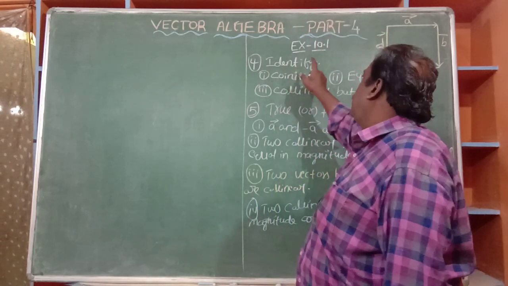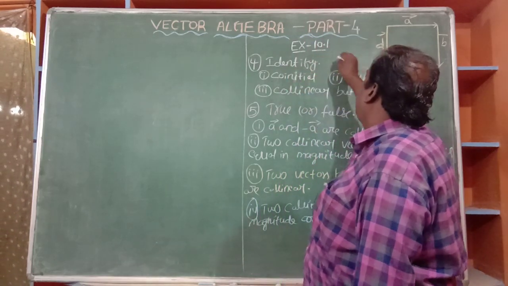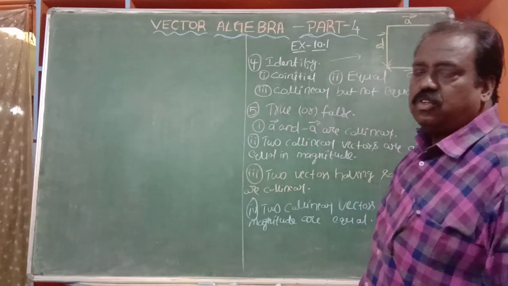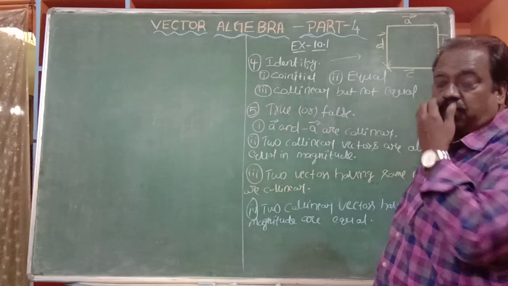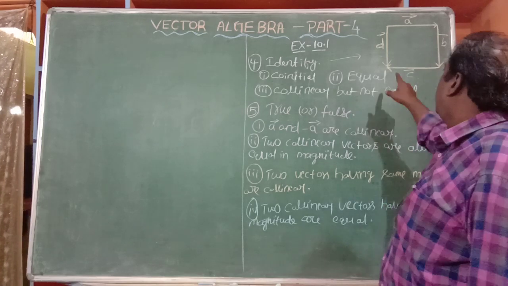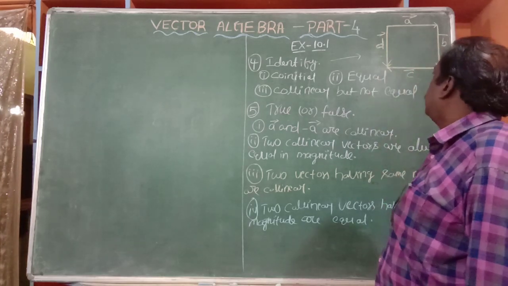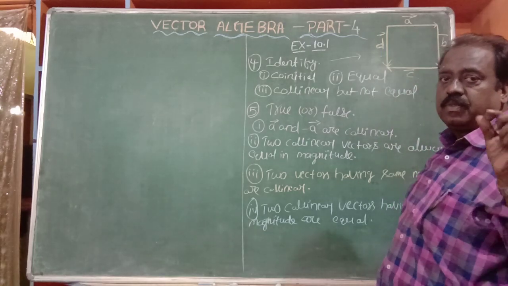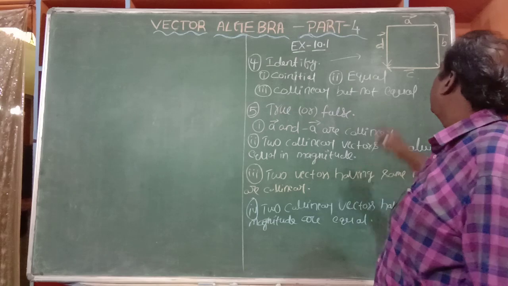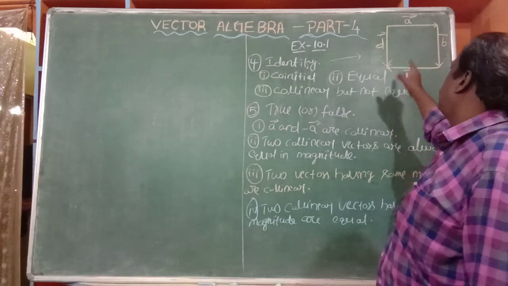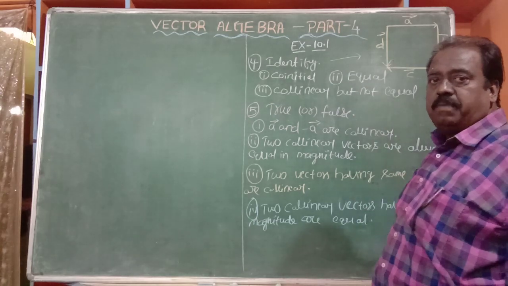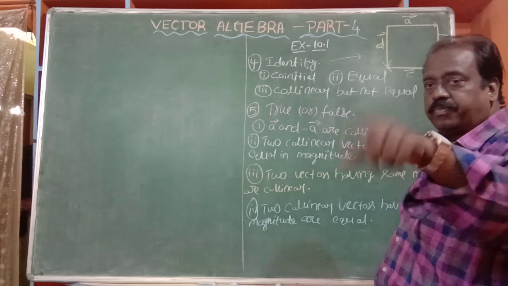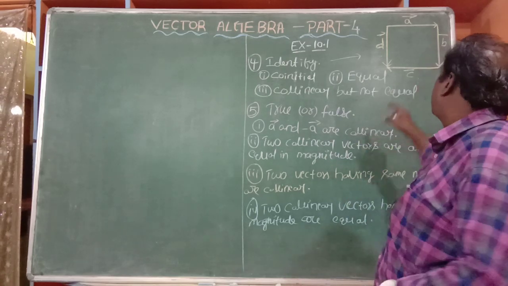Fourth one. Identify by using this diagram. It is a square. Clearly, you may see in your textbook. In this square, the sides are given by the vectors A bar, B bar, C bar and D bar. We are also given the directions.